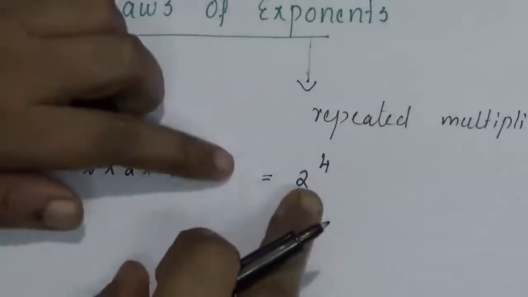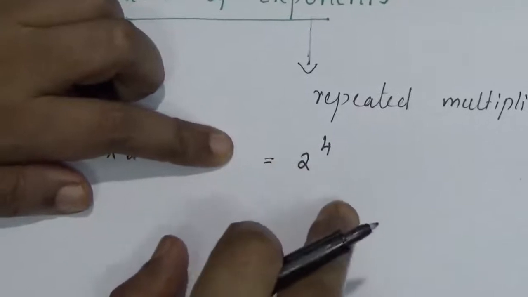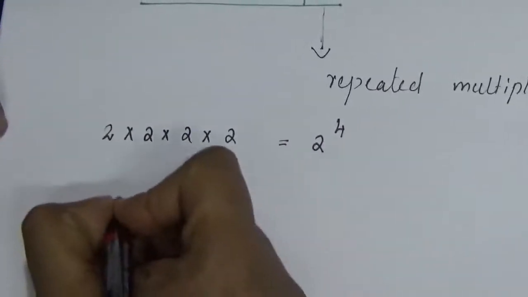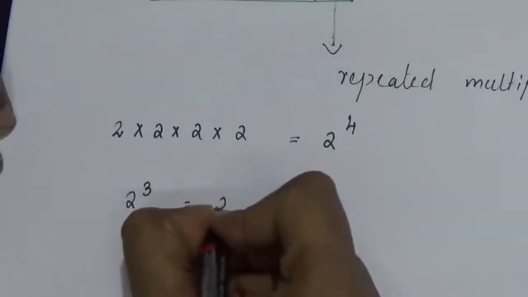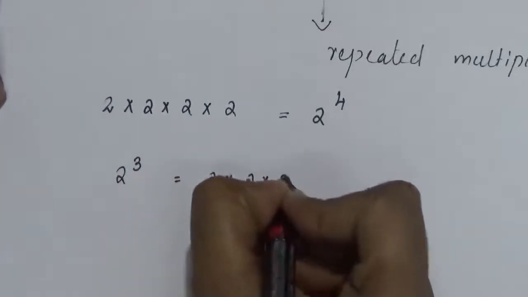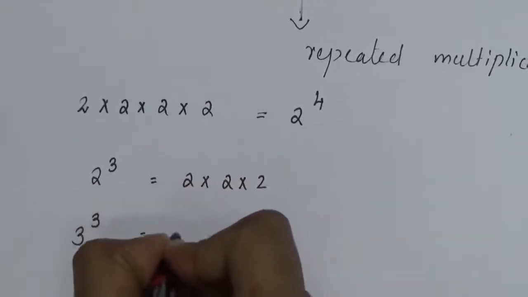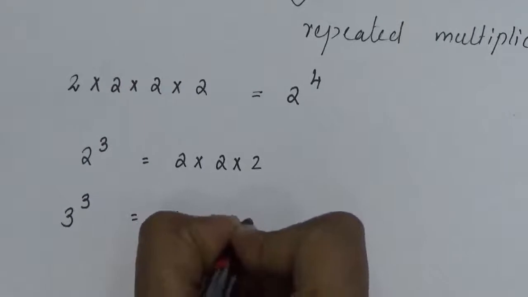So 2 to the power 4 means 2 into 2 into 2 into 2. That means 4 times. Similarly, 2 cube means what? 2 into 2 into 2. Got it? 3 to the power 3 is equal to 3 into 3 into 3.